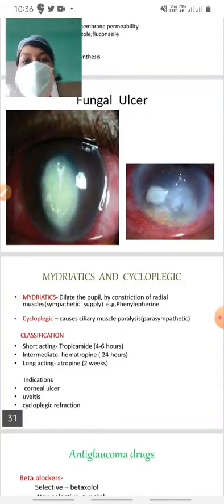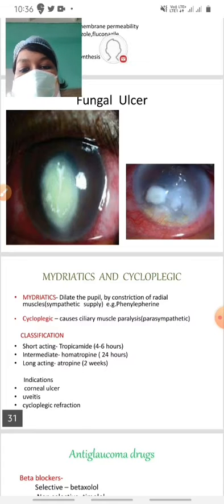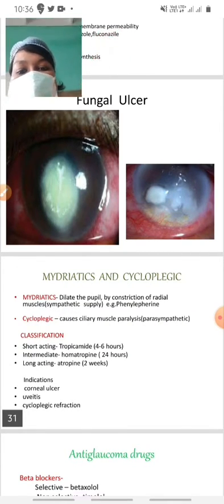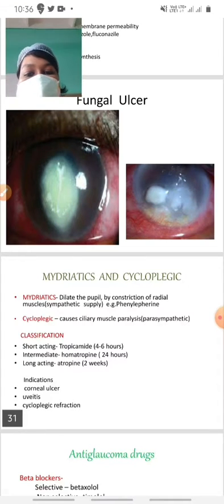Next are the drugs which are very commonly used in the refraction room. They are the mydriatics and cycloplegics. So the mydriatics, what they do, they actually dilate the pupil by contracting the dilator pupillae muscles, which are under the sympathetic supply, and the example is phenylephrine. Another is the cycloplegic, which causes cycloplegia. They are under the parasympathetic control.